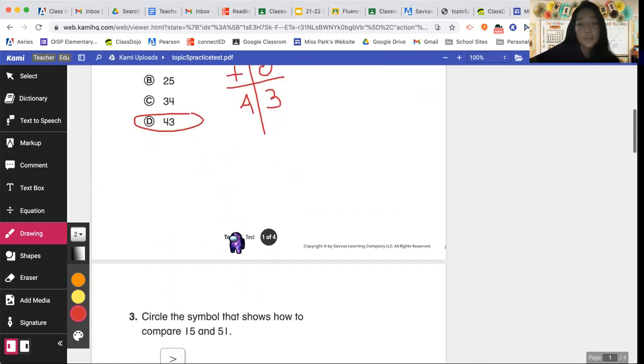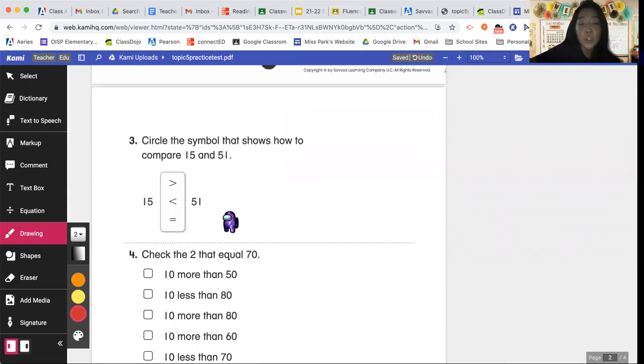All right. Question number 3, circle the symbol that shows how to compare. So remember, you're a Pac-Man, you're eating. You always want to eat the bigger number. So which one is the bigger number? 51. So show me on your whiteboards or on your piece of papers how you would draw your Pac-Man. Well, we know the Pac-Man, so use your fingers. We know the Pac-Man is going to want to eat 51. So which of these is going to have the correct Pac-Man?